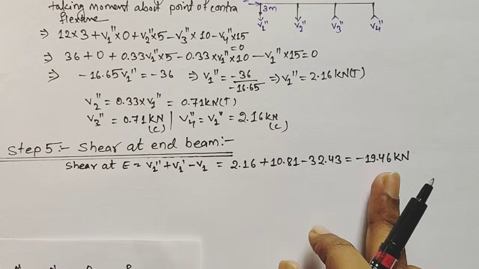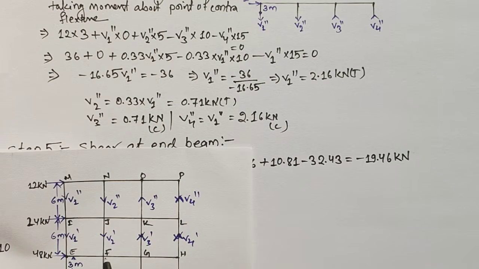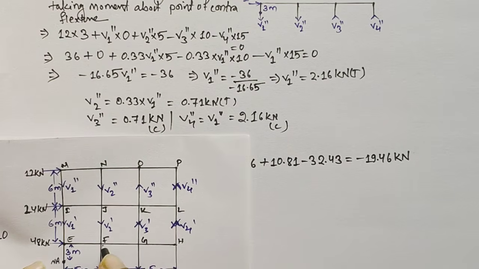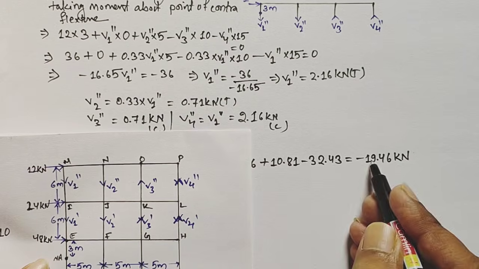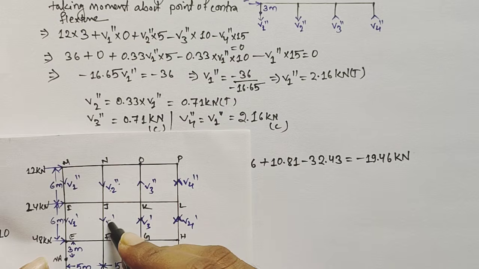So this is what we get, the value of shear at E. Similarly, after E, find the shear at F. And again at F, what we need to do is this. We need to take V2 double dash, V1 double dash, and V2 will be subtracted.